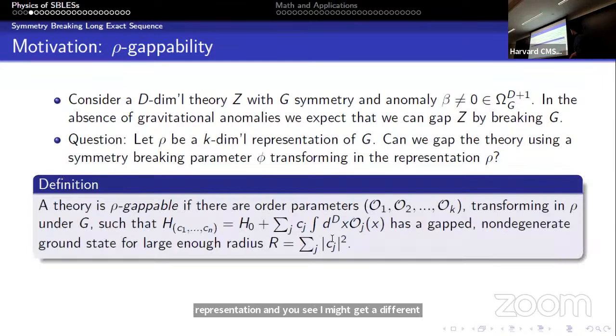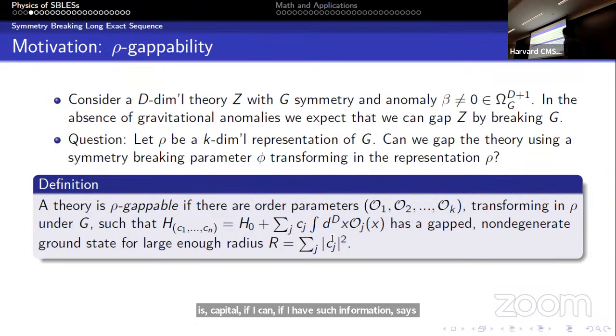This is the definition I will use. I'm going to call a theory rho gappable, and I'm going to be more precise about it, if there are order parameter operators you can write down in the theory that transform as rho under G, such that when I add in these operators and deform it large enough, for large enough c_i, I have a gapped non-degenerate ground state for every point on this large enough sphere. Basically, I can view my theory as standing at the origin, but if I deform the theory far enough, if c_i is large enough, then I say this theory is rho gappable, if I have such a deformation such that on the large enough sphere it is gapped.